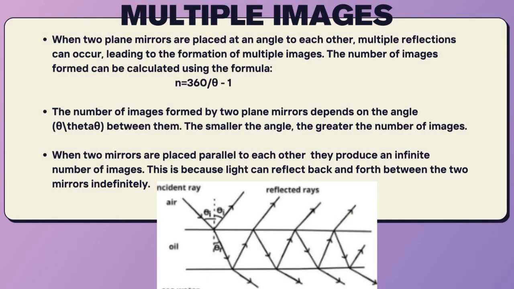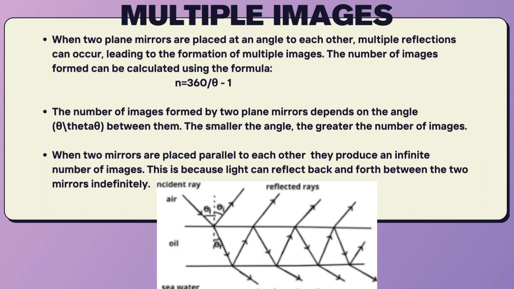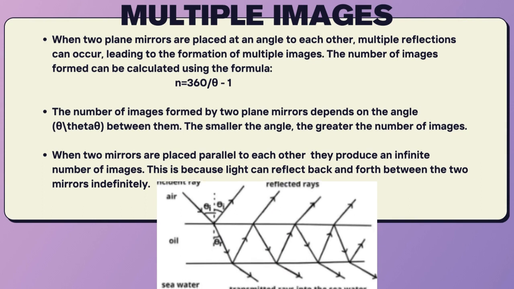Number of images formed. The number of images formed by two plane mirrors depends on the angle theta between them. The formula to calculate the number of images, n, formed by two mirrors inclined at an angle theta is n = 360°/θ − 1. When two mirrors are placed parallel to each other, they produce an infinite number of images. This is because light can reflect back and forth between the two mirrors indefinitely.